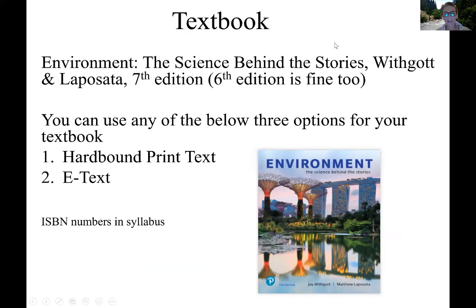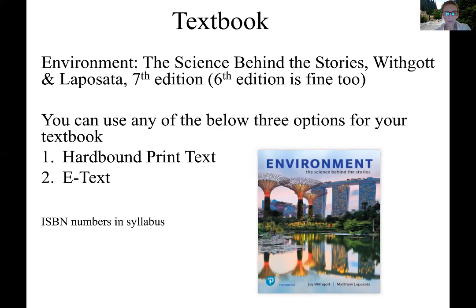So if you haven't gotten your textbook, I want to let you know that this is the textbook. It is Environment, the Science Behind the Stories by Withgott and Laposata, the 7th edition. If you have the 6th edition, that's fine. If you have the 5th edition, that's probably going to be okay too. The differences are probably going to be in some of the numbers that they put in the human population chapter. It'll probably be okay, regardless of which one you have.